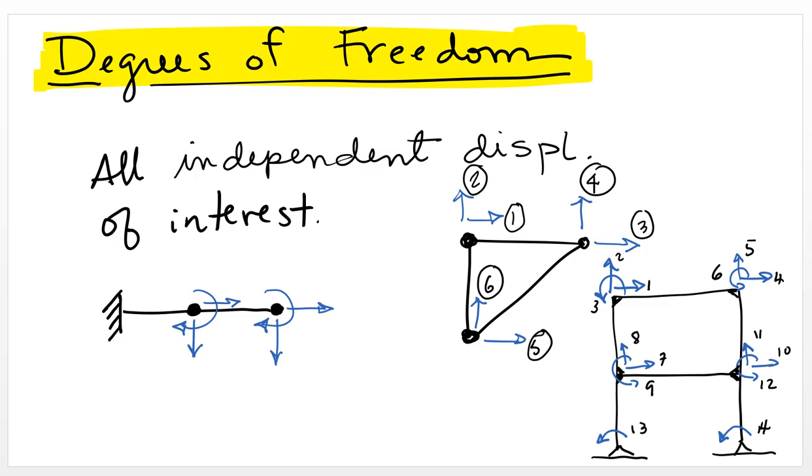Obviously, there are more elaborate definitions of degrees of freedom depending on what you are doing, and we are going to expand on those definitions later on. But basically, at this point, a general definition that will be useful for our purposes is that all independent displacements of interest, that's what we call degrees of freedom.